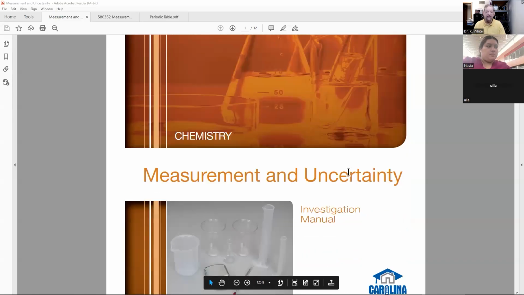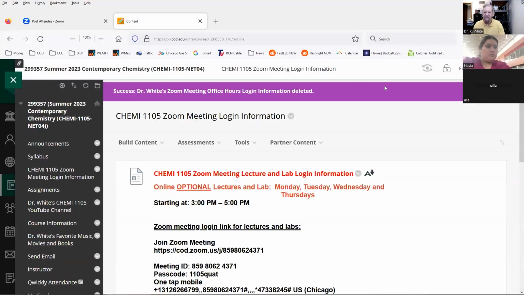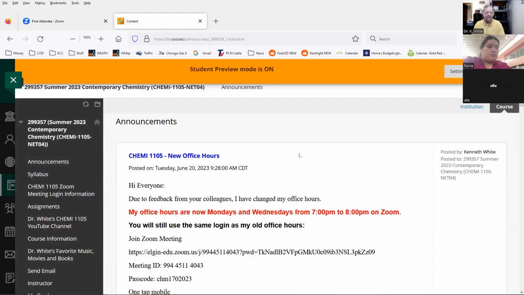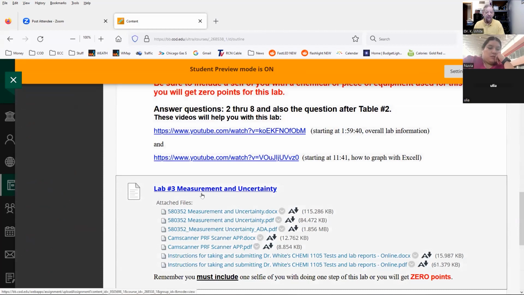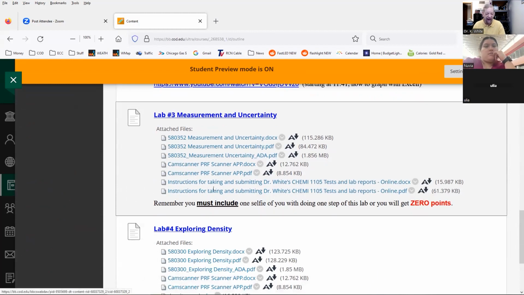And that's today's lab. Again, just to remind you, let's go back to Blackboard. Let me go to student view. If you go to assignments, you'll see the lab number 3. Remember, you should be handing in lab 2 today. And this is the lab. Remember, with the lab you're handing in today, you need to include one selfie of you doing one step with the lab or holding up some equipment.